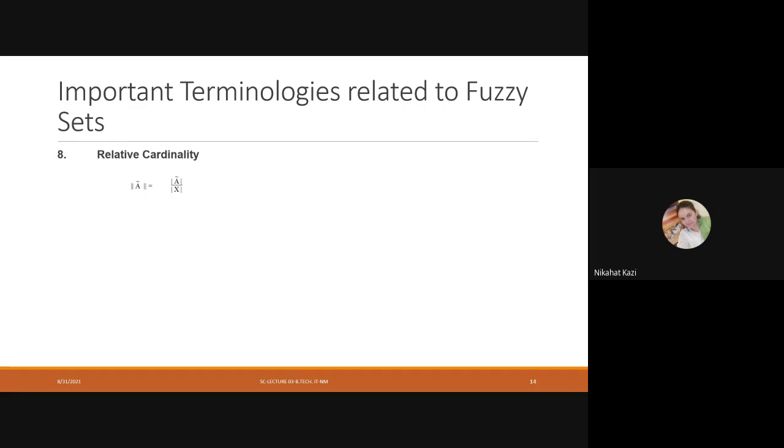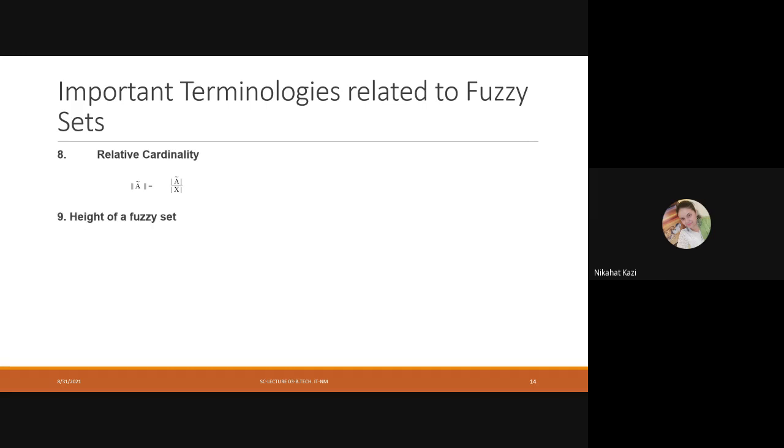Okay. So cardinality for a fuzzy set is equal to the sum of the membership values of all the elements of the fuzzy set, and relative cardinality is equal to the cardinality of the fuzzy set divided by the cardinality of the universe over which it is defined.